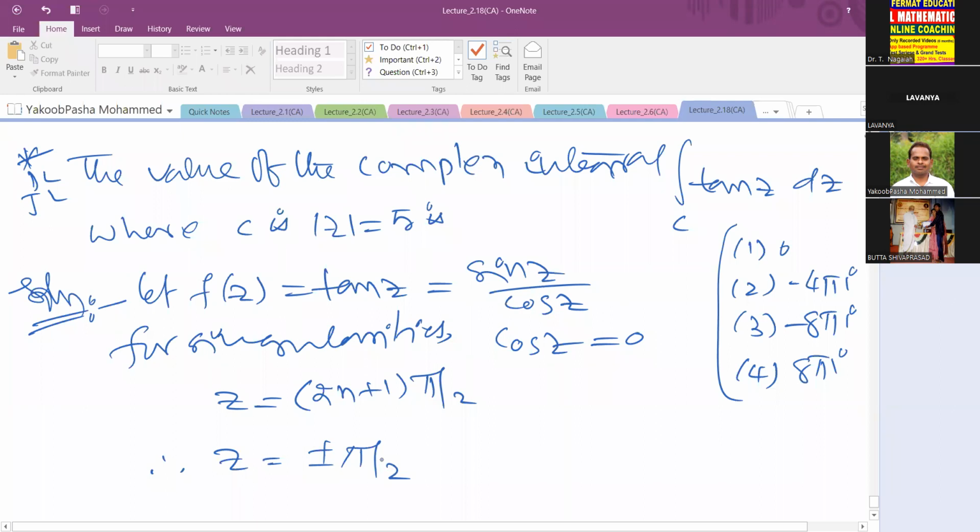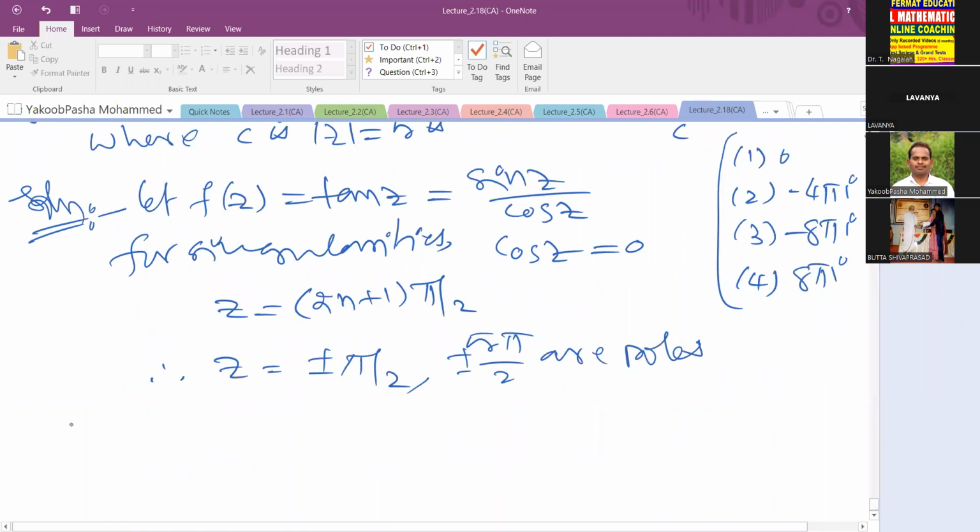And n is equal to 2, we get 5 pi by 2, plus or minus. Okay. So pi by 2, 5 pi by 2, these two are poles, which are inside or outside, we have to check. Pi by 2 means 22 by 14.